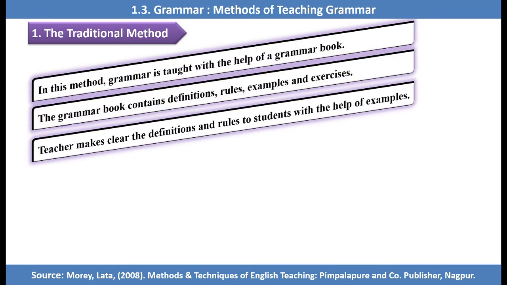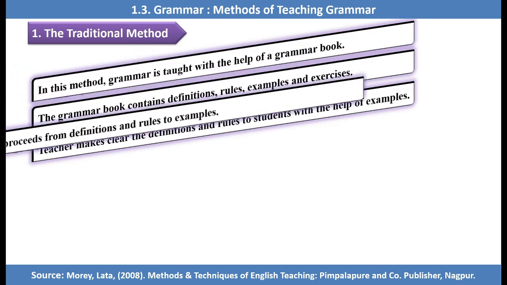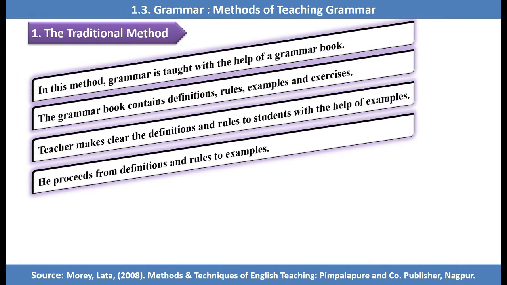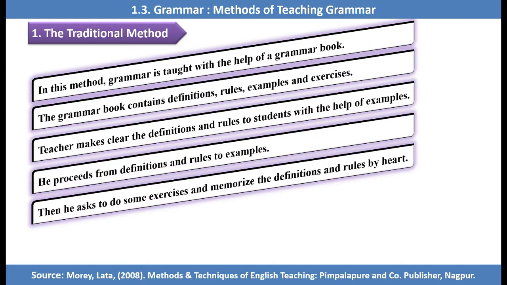The teacher makes clear the definitions and rules to students with the help of some examples, and then proceeds from definitions and rules to examples. That is the process of this method. Then he asks students to do some exercises and memorize the definitions and rules by heart. By memorizing, we learn the rules and definitions, and we apply them while making a sentence. It is called the traditional method because it uses the traditional way.